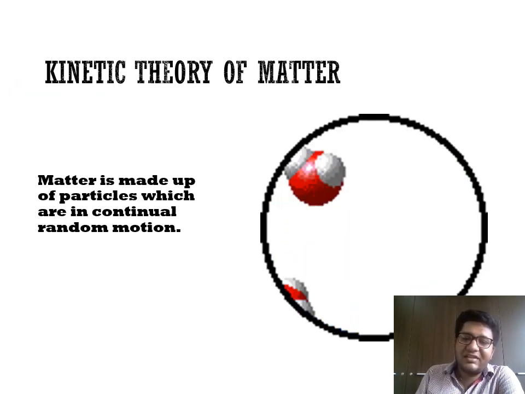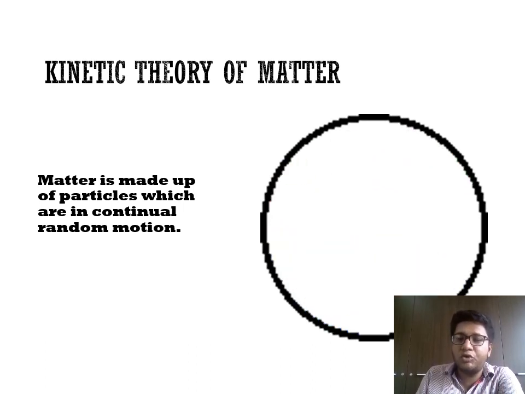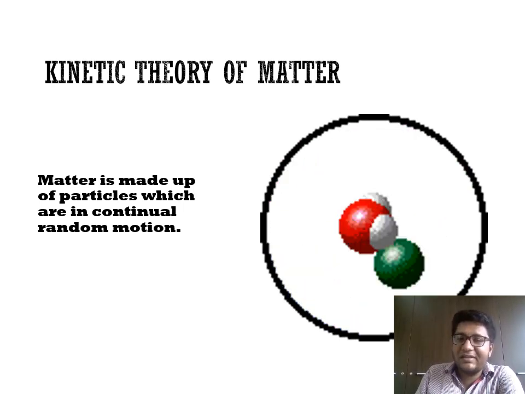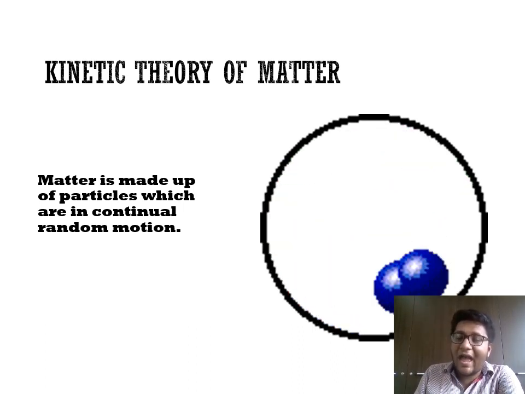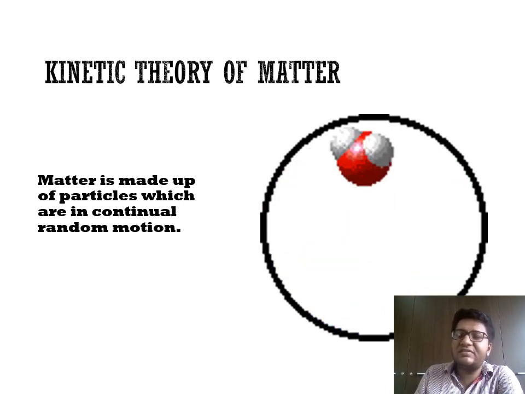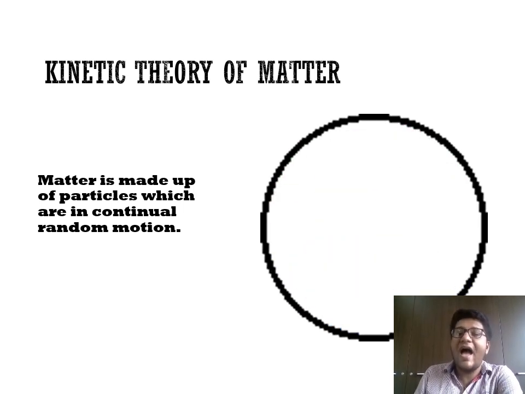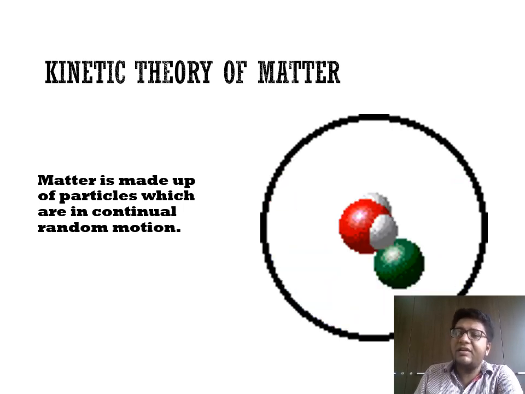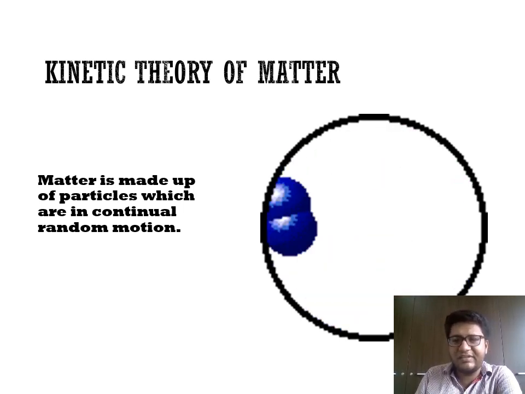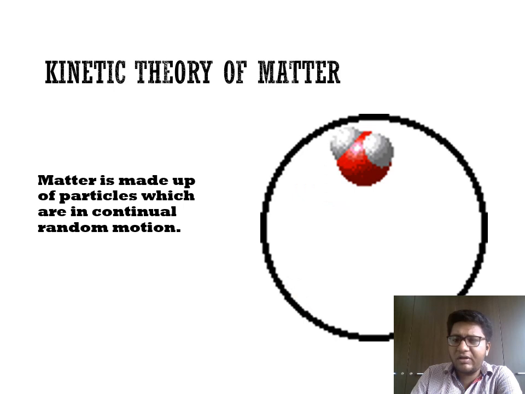So what is the kinetic theory of matter? Matter is made up of particles which are in continual random motion. As we can see in the circular diagram, the particles of the matter move inside the matter, and the speed of the movement depends on the internal distance of the particles. The difference in state is caused by this intermolecular distance, the speed of the particles and the size of the particle. So let's move forward.